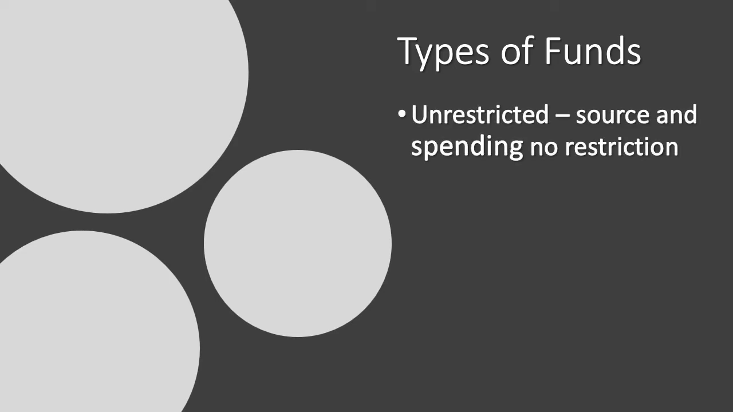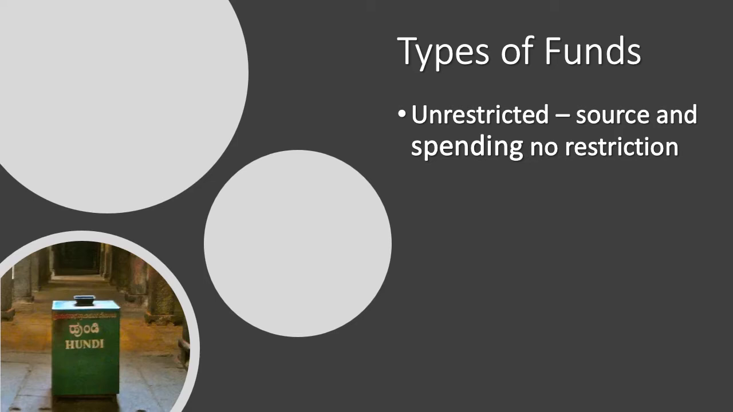Let us take a look at some types of funds. Some funds may be unrestricted. The source and spending has no restriction. A typical example is a hundi in a temple. It doesn't matter who the donor is, and there is no traceability. Somebody comes and drops the money in the hundi, and the expenses also, there is no restriction. It is entirely decided by the management of the temple.